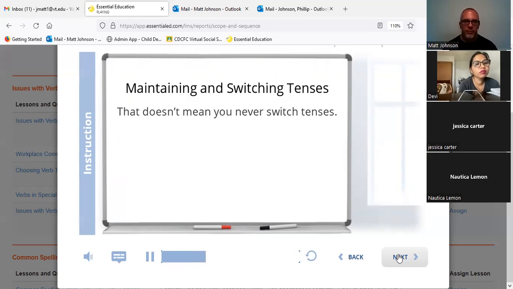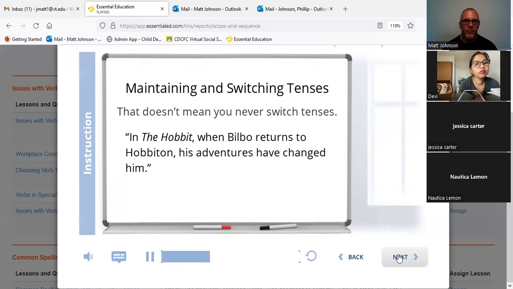Here, take a look at this sentence. In The Hobbit, when Bilbo returns to Hobbiton, his adventures have changed him. The first part of the sentence uses a present tense verb, returns. The second part uses a present perfect verb, have changed. Why does it change tense?